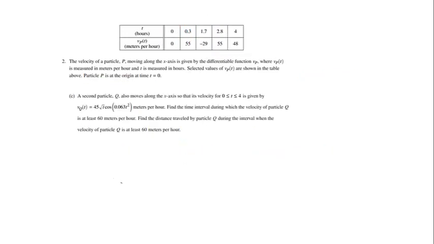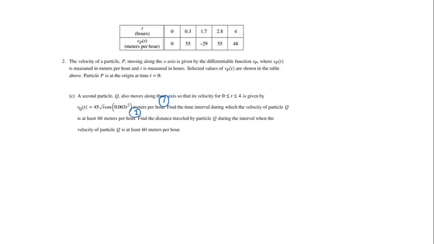Part C, a second particle Q also moves along the x-axis so that its velocity is given by v sub Q equal to this formula, in meters per hour. Find the time interval during which the velocity of particle Q is at least 60 meters per hour. And so this is part one.